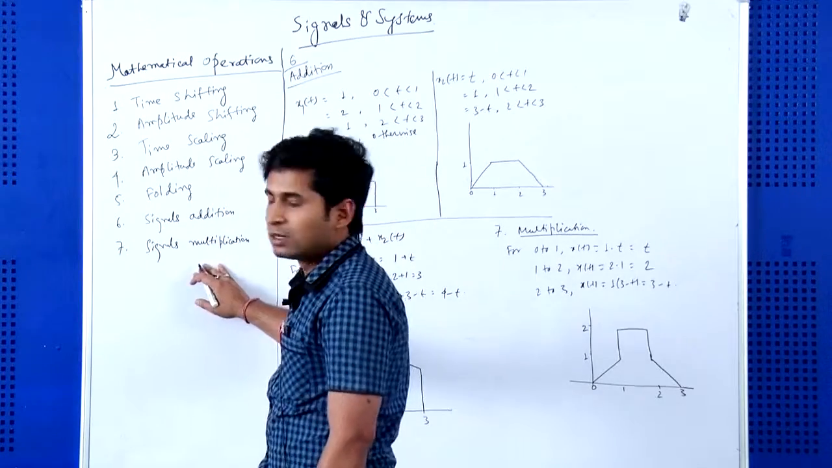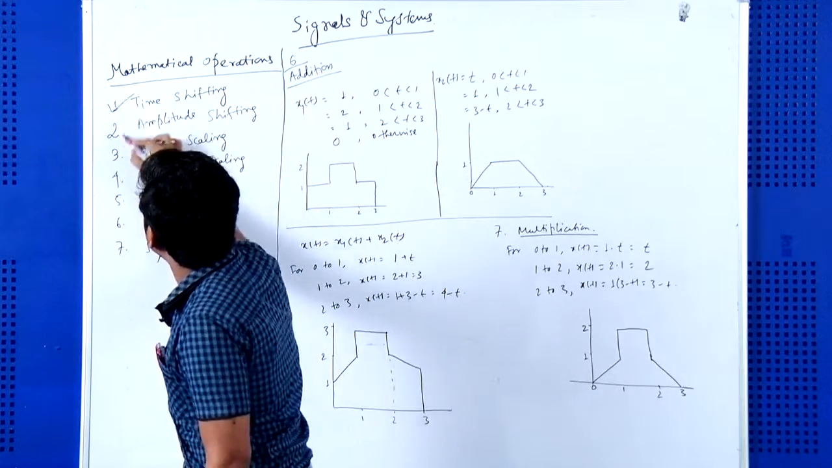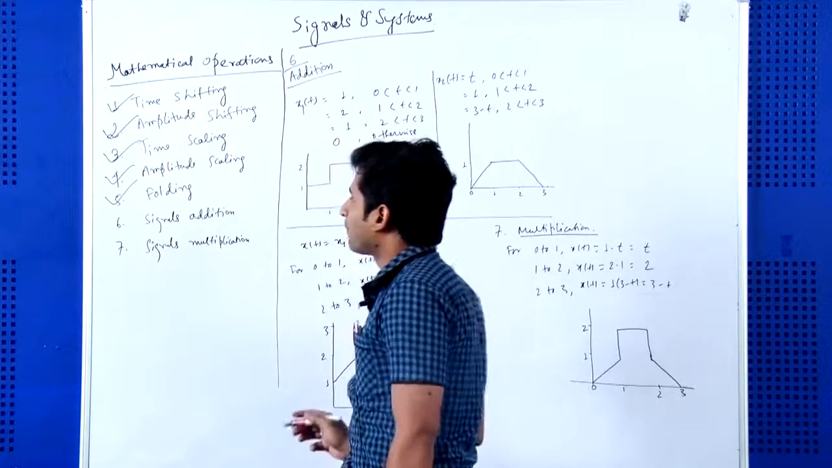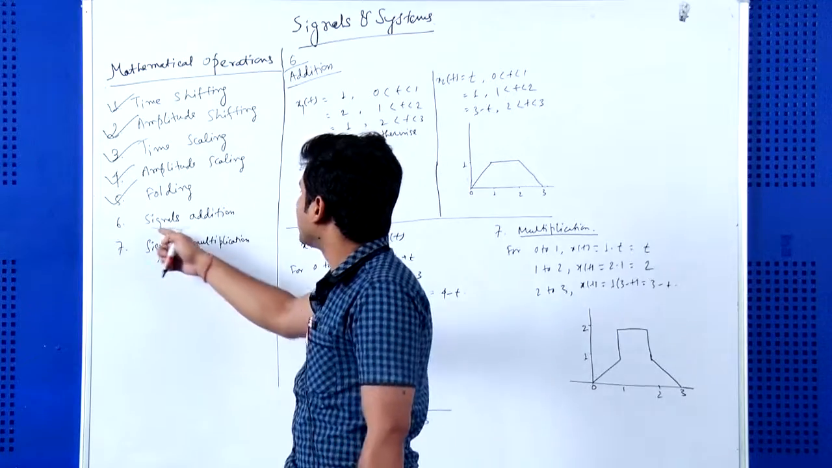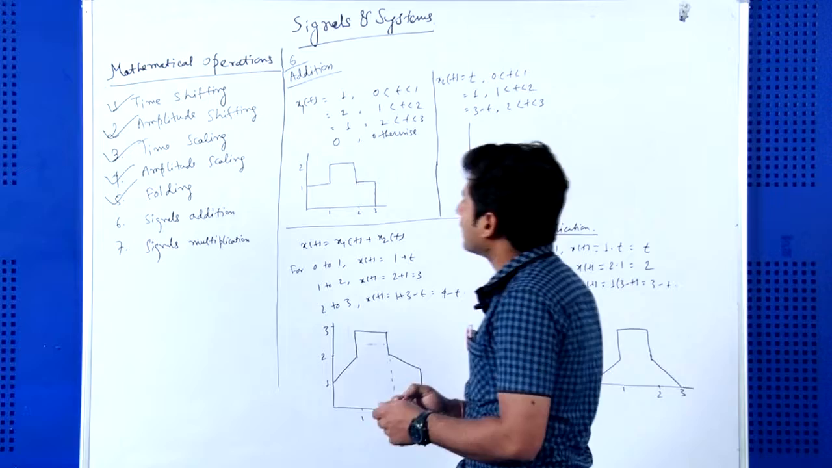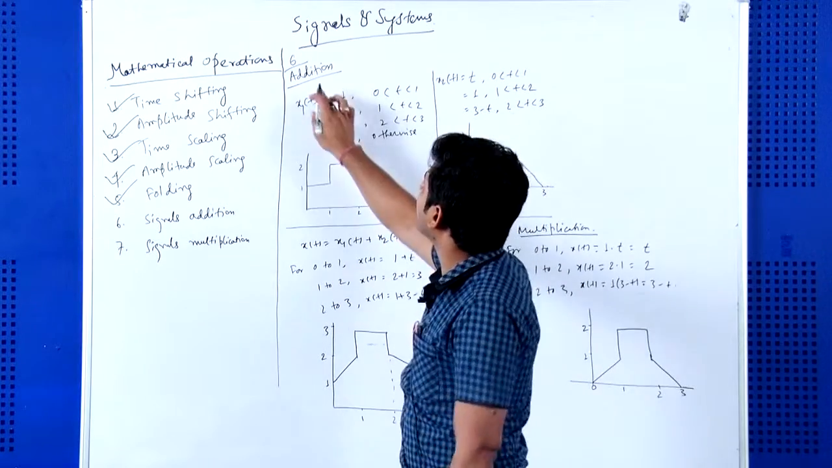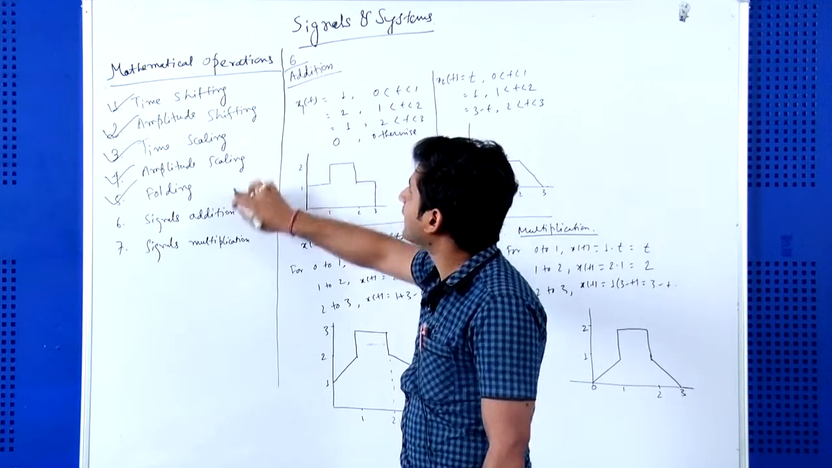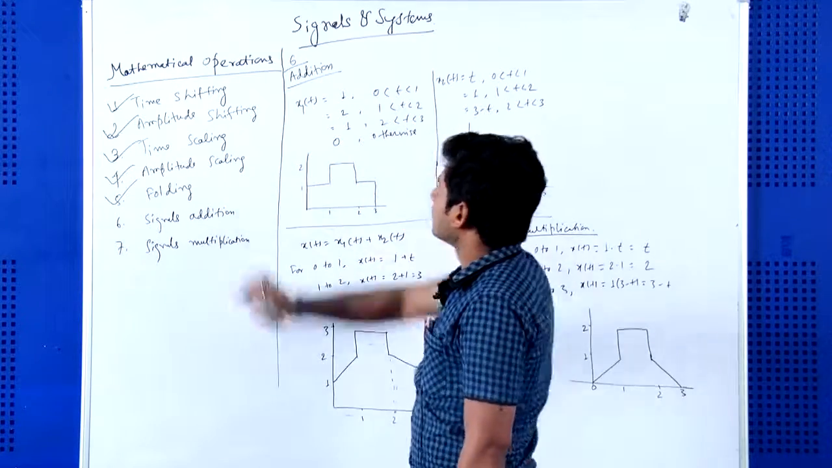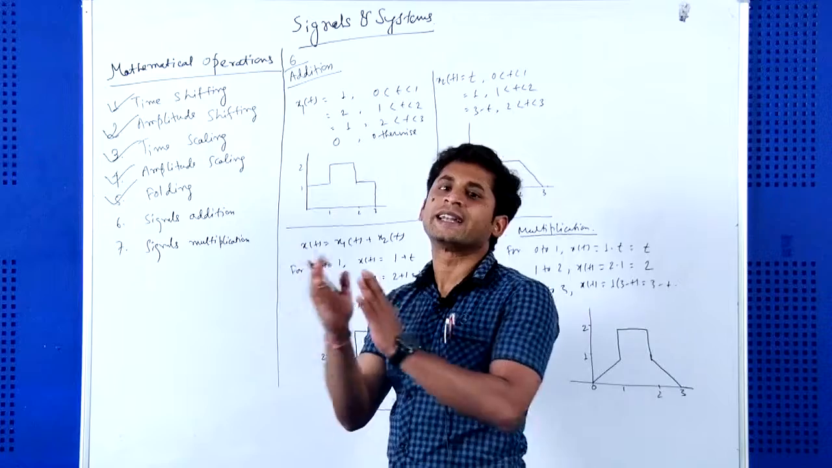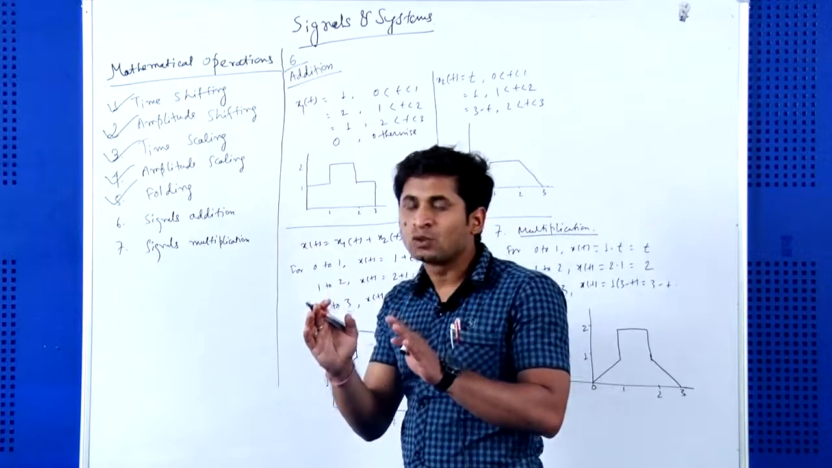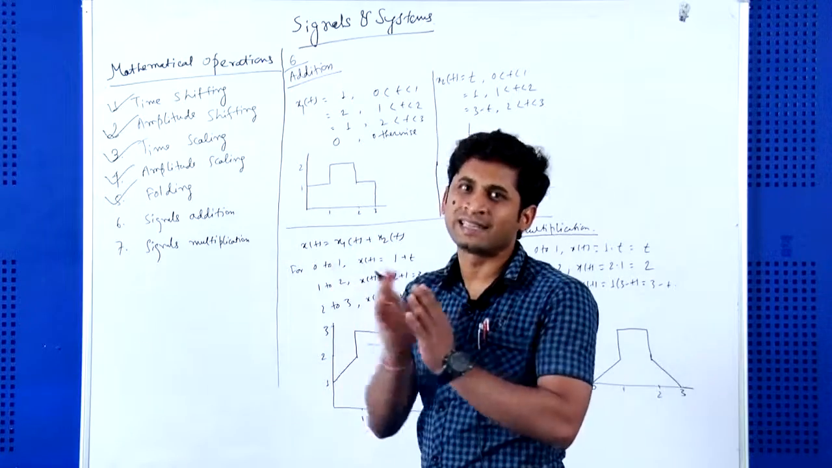Among these 7 operations, we have already discussed the first 5. Today I am going to discuss signal addition and signal multiplication. So first, signal addition, the sixth mathematical operation. How can we add 2 signals or more than 2 signals? Let us consider the simplest one. We want to add 2 given signals.